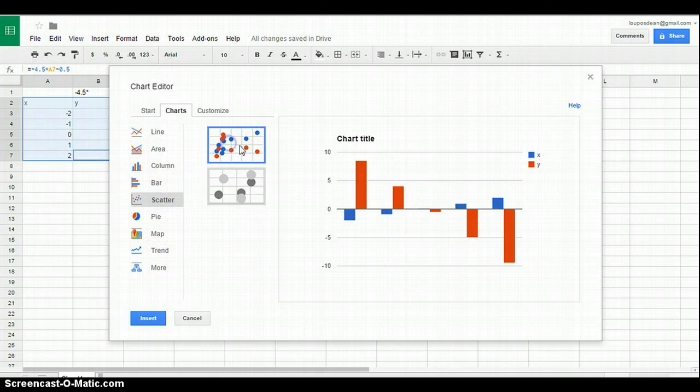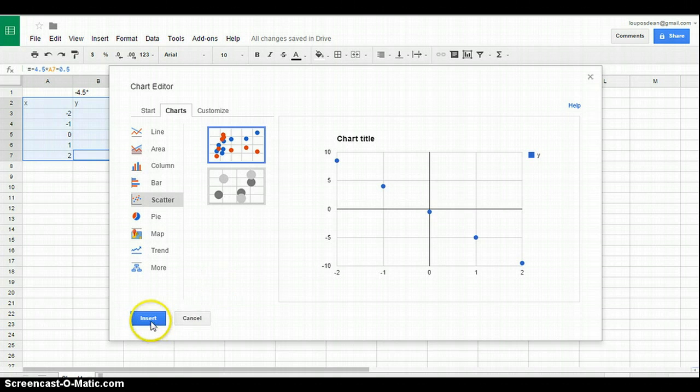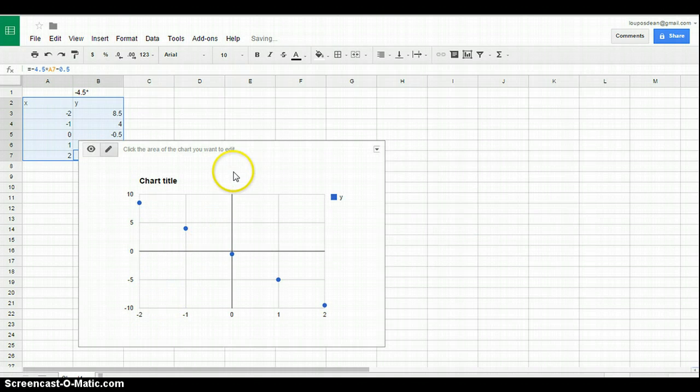So if you want to go with the scatter plot, you click that, and hit insert, and it will insert the scatter plot for you, and then you can mess around with changing the title, and you can add a bunch of stuff to it. Okay, so that's all extra stuff. You don't need to know that stuff, but that's Google Sheets.